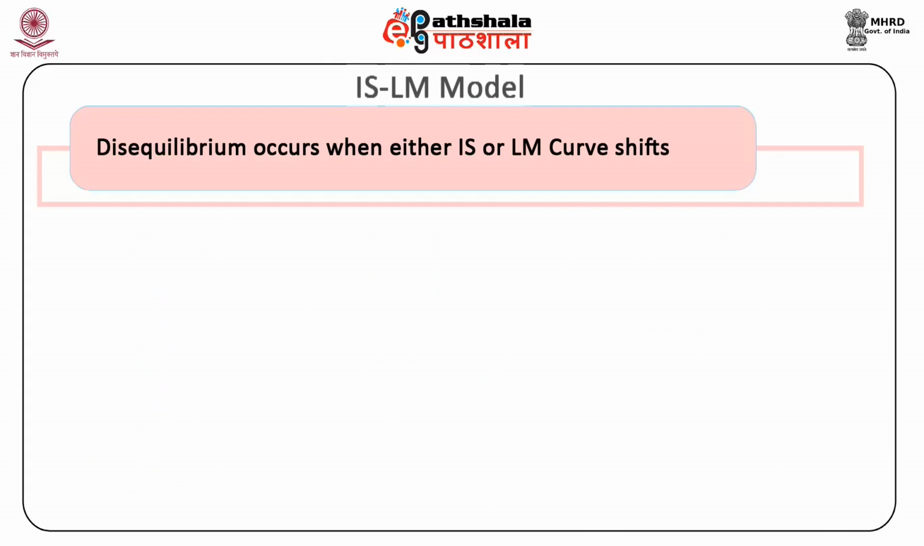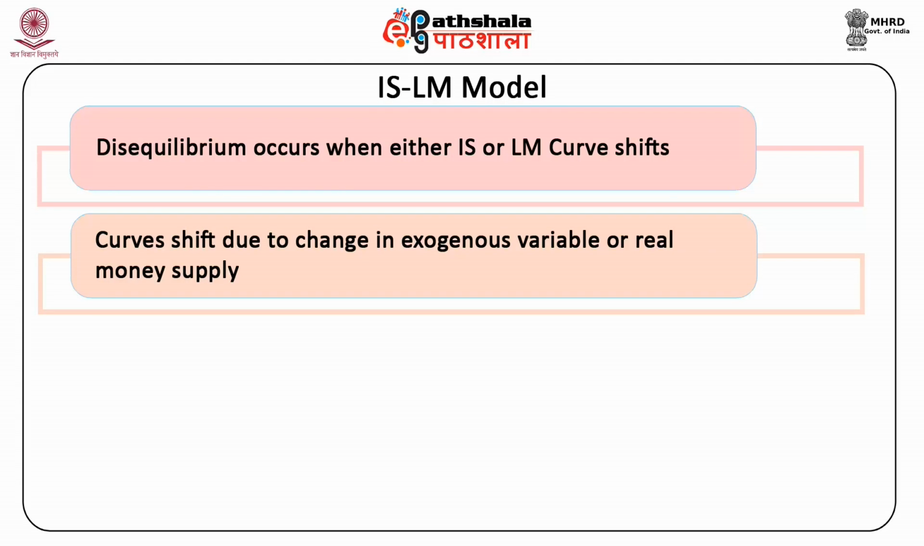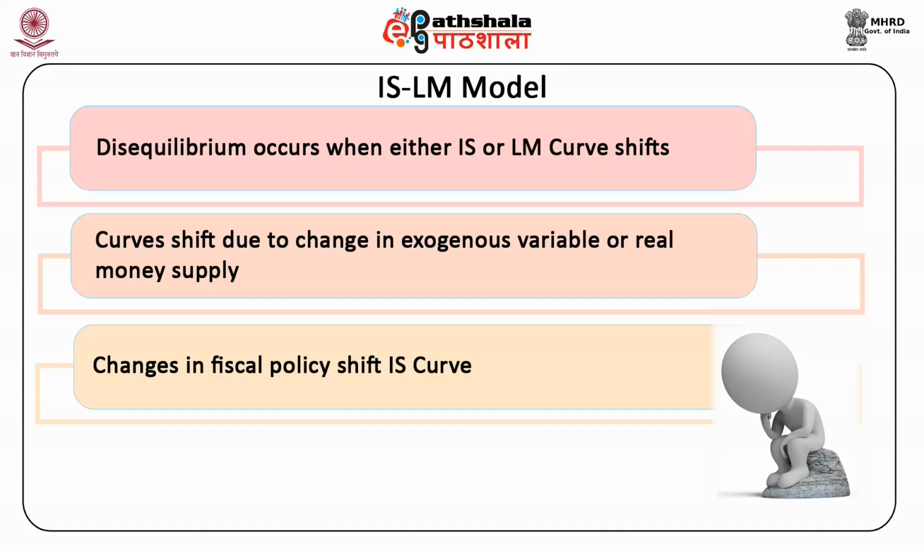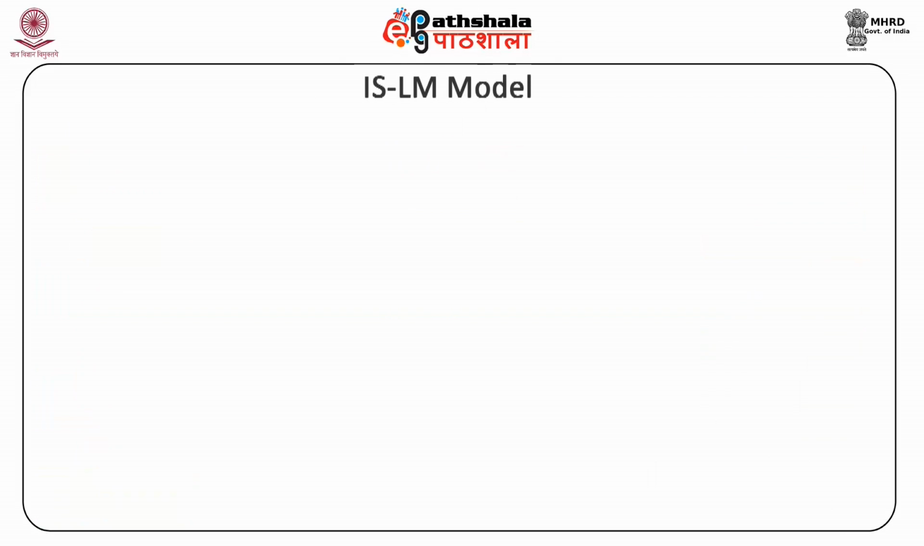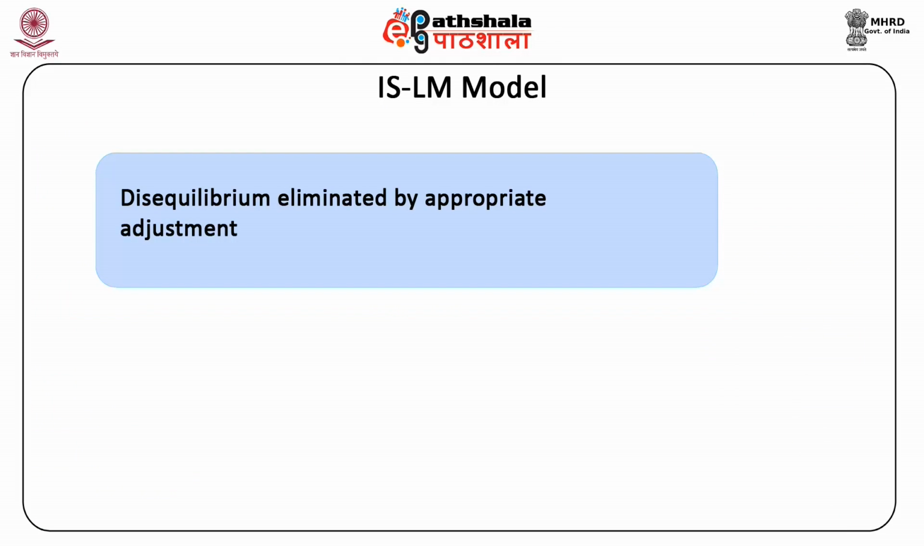At the intersection of the IS and LM curves, the equilibrium interest rate and income level are determined. A disequilibrium occurs whenever either of these two curves shifts due to a change in exogenous variables like autonomous expenditure, including fiscal policy, and real money supply, that is monetary policy. The changes in fiscal policy shift the IS curve, while the LM curve is shifted by changes in the monetary policy. This disequilibrium is eliminated by appropriate adjustment in income and interest rate.